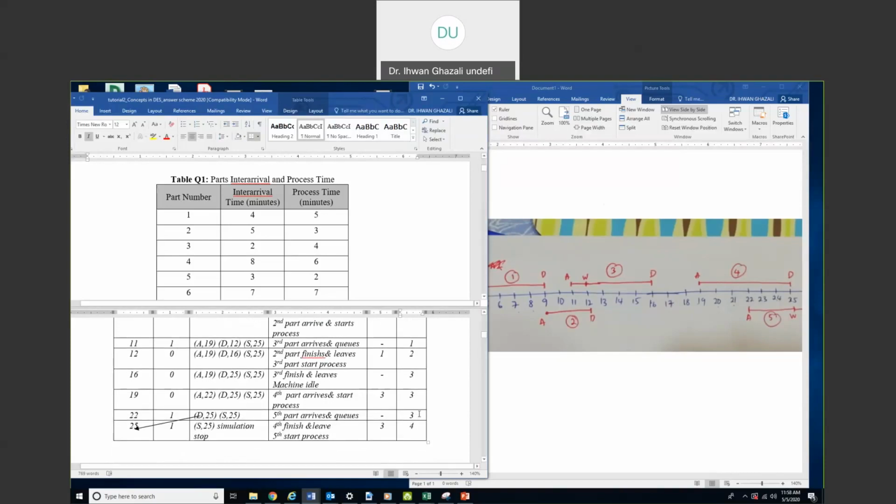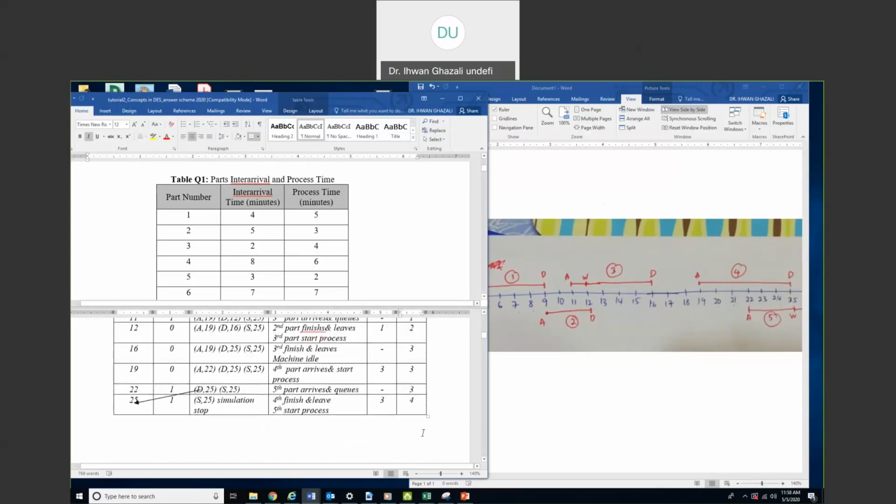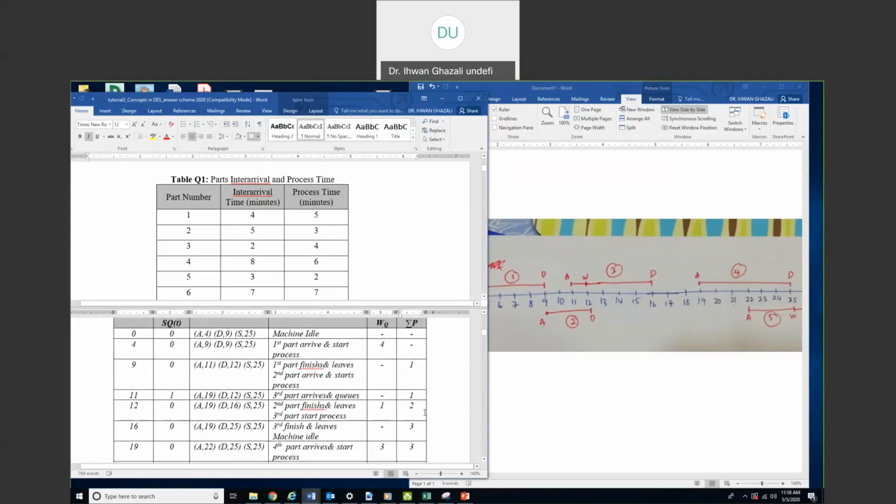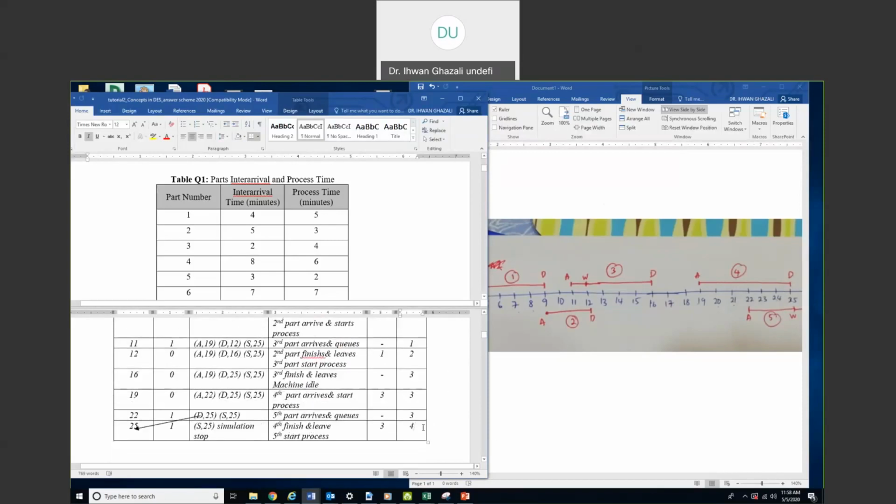Part 4 finishes here, right? Part 4 finish. So the total parts that can be finished by the machine, sorry, four parts only. And 2 parts waiting in the timeline. Three parts waiting in. Okay.